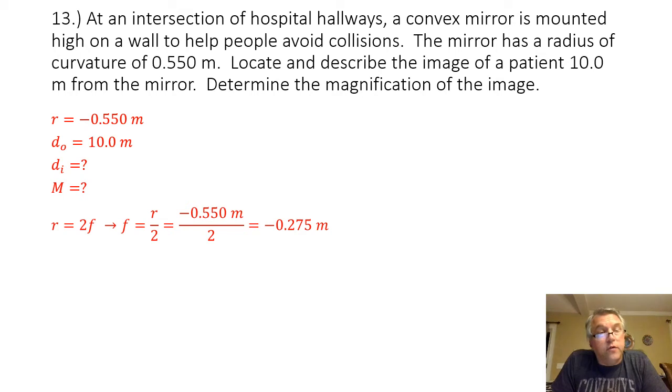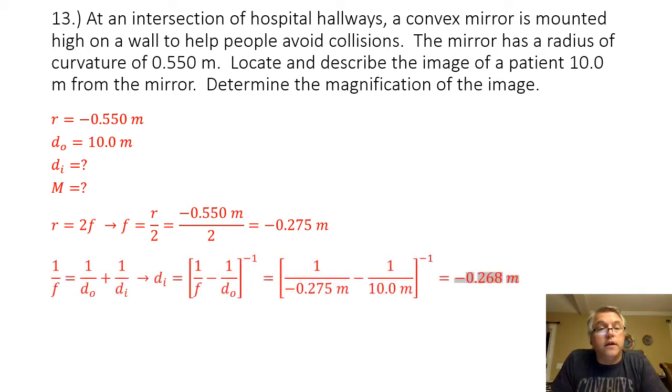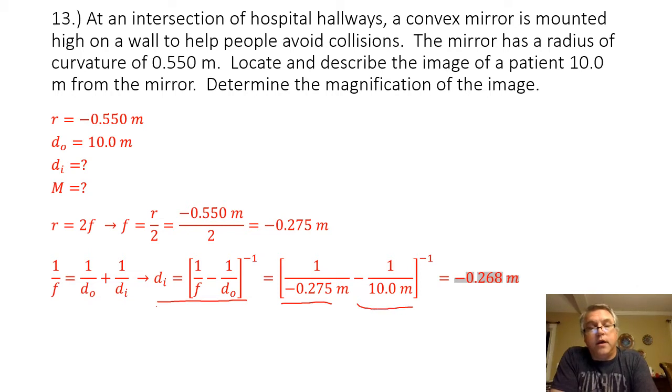Now that I have the focal length and the object distance, I can use the mirror equation to find the image distance. Rearranging my mirror equation to solve for image distance will give me this formula right there. And when I plug my values for the focal length and for the object distance into that equation, I am going to get an image distance of negative 0.268 meters.